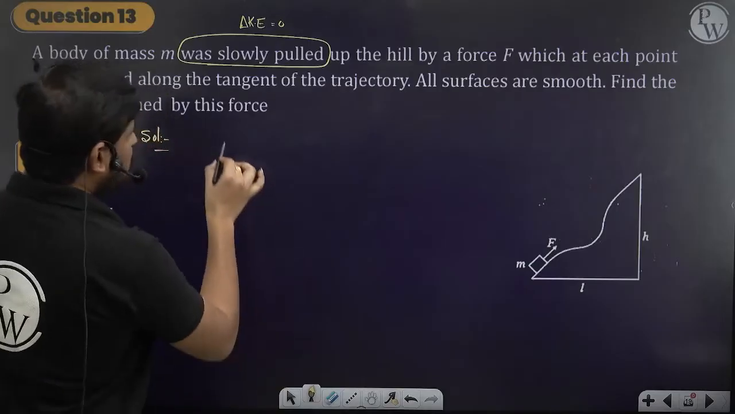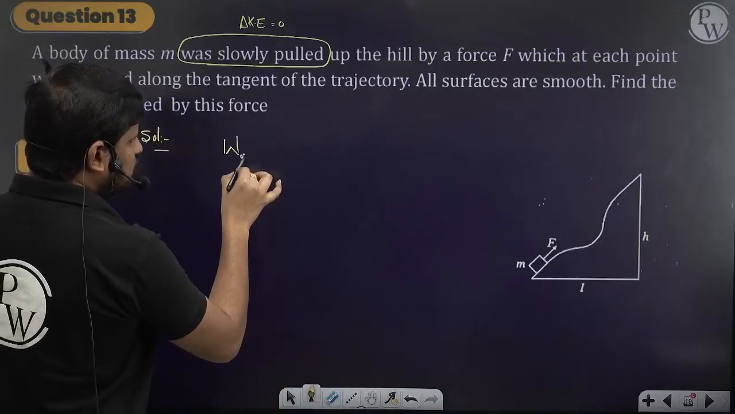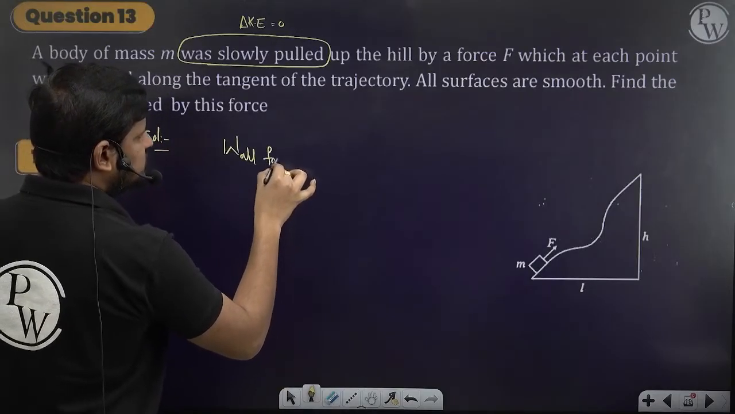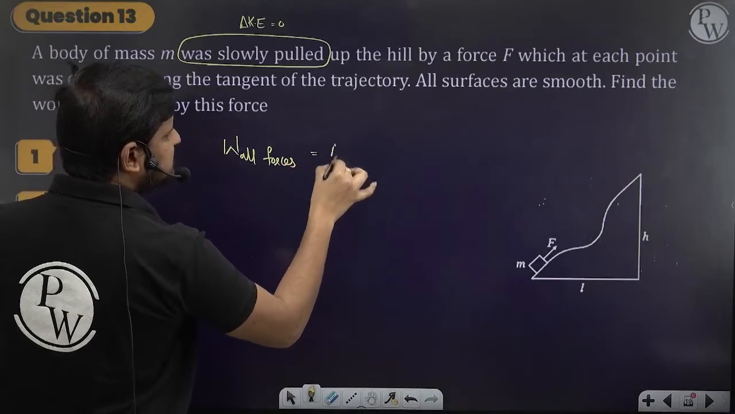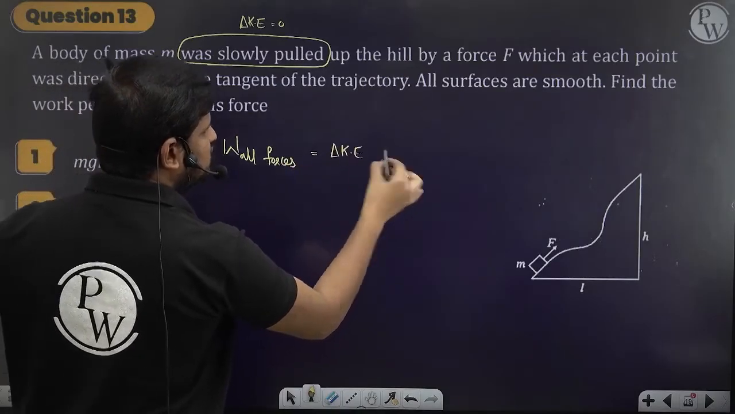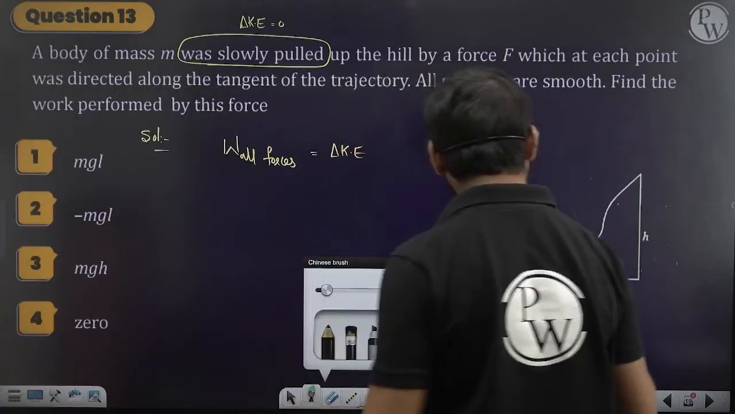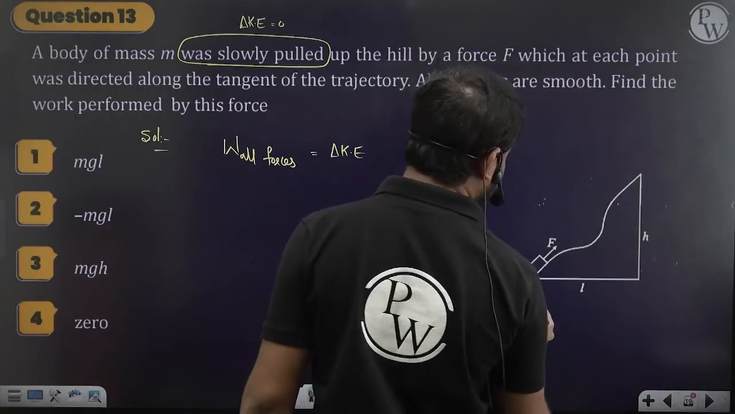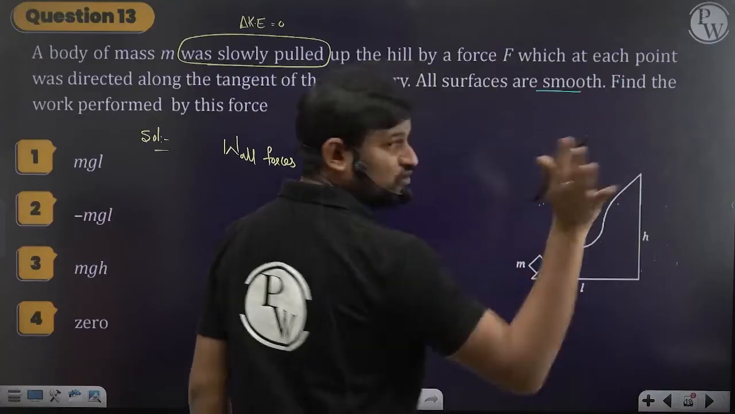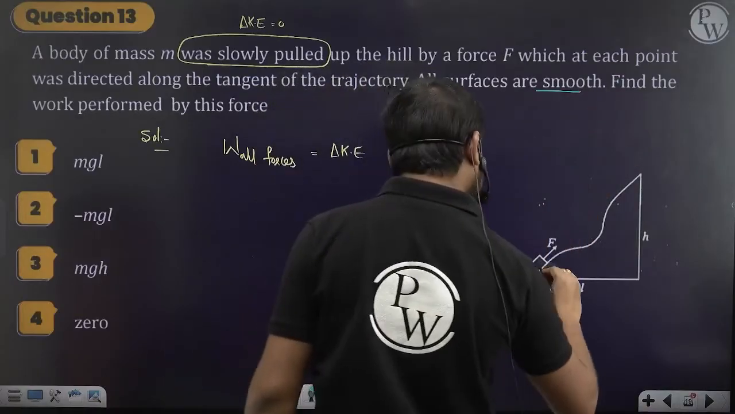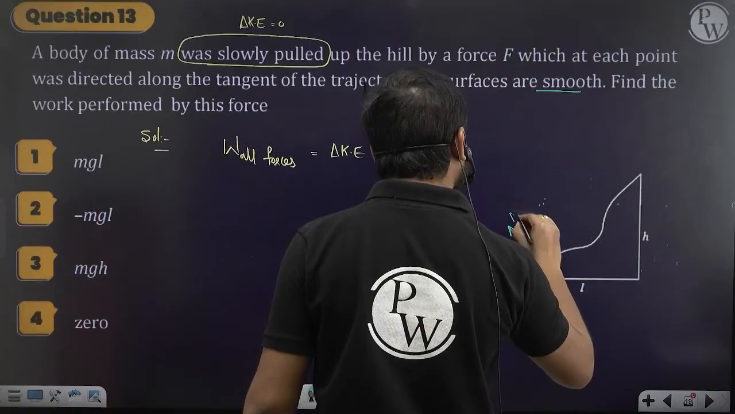See, for the work-energy theorem, we know that the work done by all the forces is equal to the change in kinetic energy. So here, what are all the forces that we have? The surface is smooth, so there is no friction force, right? So there is one normal force acting, right?